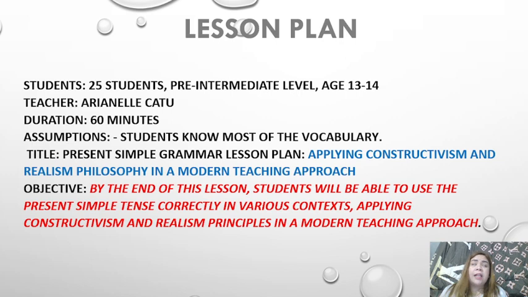Now, my lesson plan is composed of 25 students for pre-intermediate level, ages 13 to 14 years old. The duration is about 60 minutes, and the assumption is students know most of the vocabulary. Of course, the title is Present Simple Grammar, Lesson Plan Applying Constructivism and Realism Philosophy in a Modern Teaching Approach.